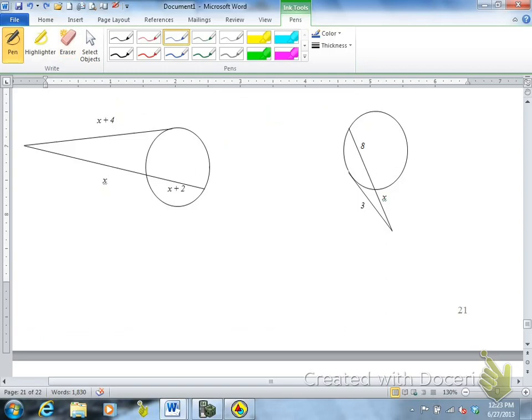So first we'll do the tangent. We're going to take this length squared, x plus 4 squared, equals. We're going to take the outer one, x, times the sum. So what is x plus x plus 2, the whole length? That would be 2x plus 2. And now, especially if you're Paulina, you really like algebra, and you're going to get to solve this. You've seen these in Algebra 1. If you've had Algebra 2, you've seen these as well.